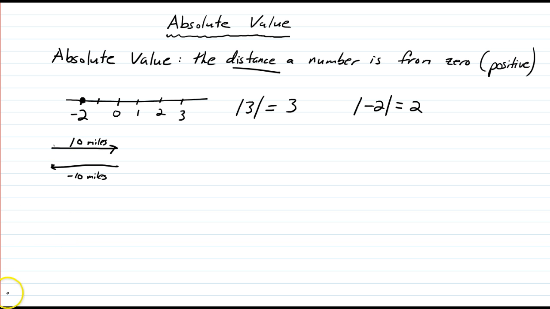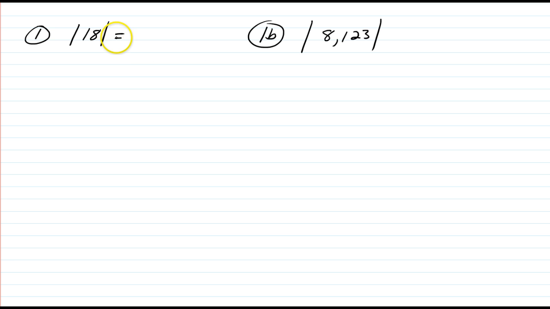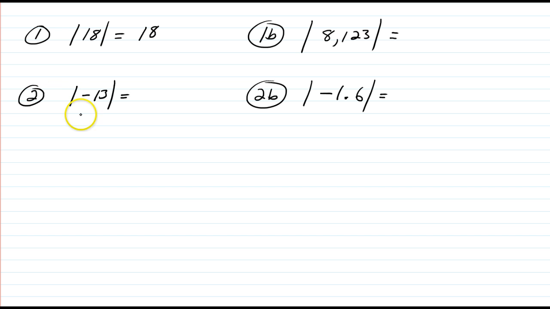So let's look at some examples. So the absolute value of 18 is just positive 18. Try 1B on your own. Number 2, the absolute value of negative 13. So the absolute value of negative 13 would be positive 13. Again, notice that our answer is positive. Try 2B on your own.